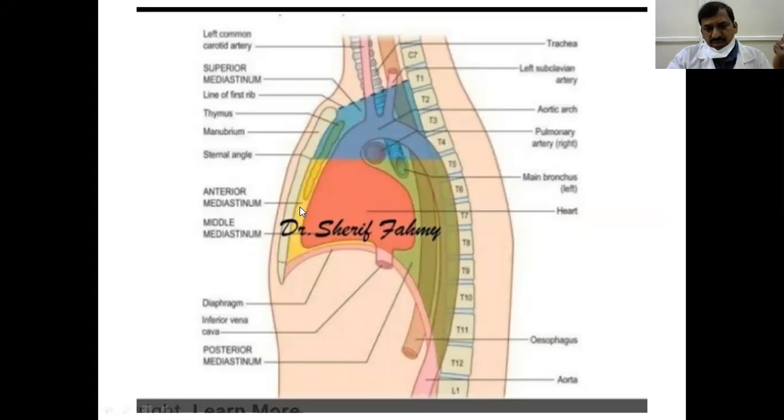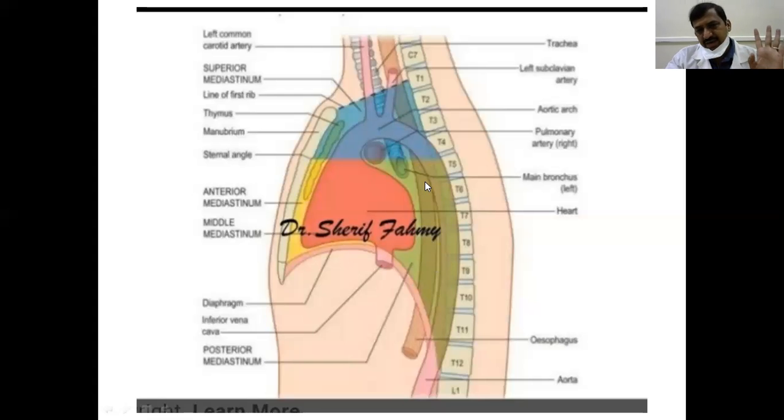The fibrous pericardium along with the heart and roots of the great blood vessels, we call the middle mediastinum. And the part of the mediastinum posterior to the fibrous pericardium, posterior to the bifurcation of the trachea and posterior to the upper part of the arch of aorta, we call the posterior mediastinum.